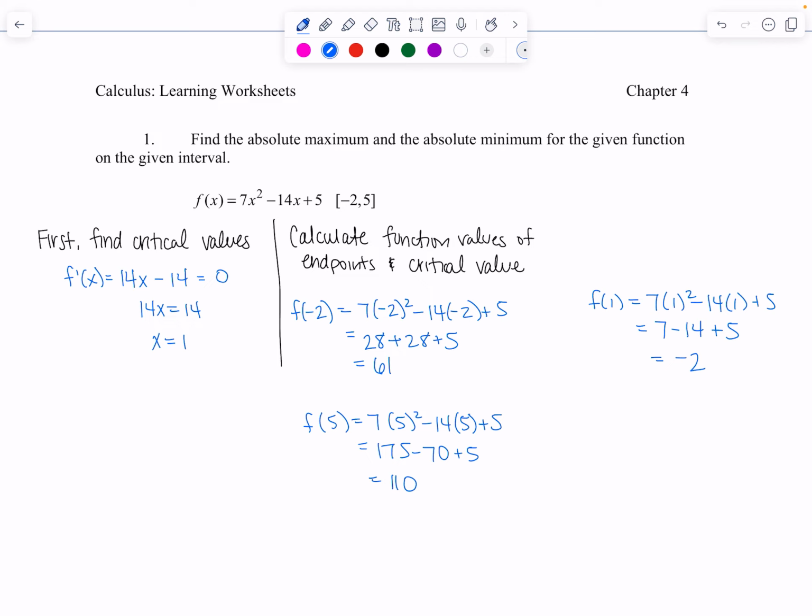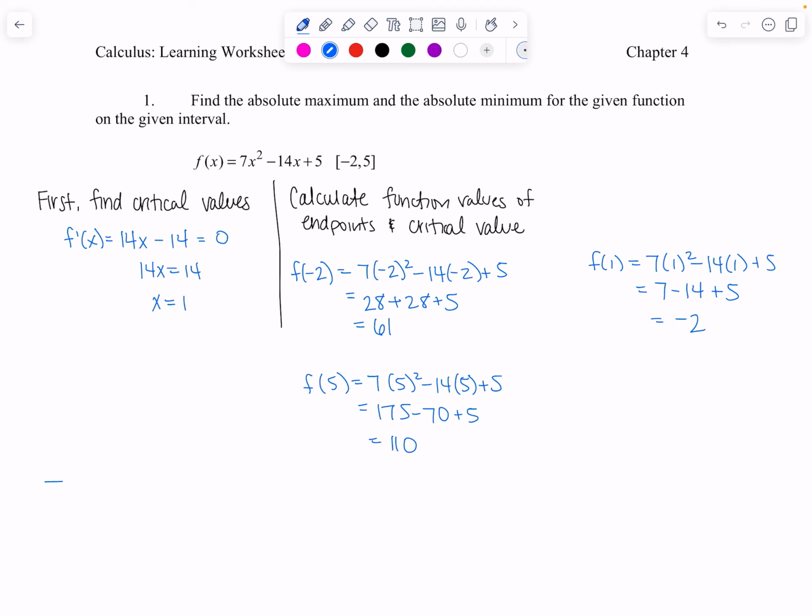Based off of this information, we can see the absolute maximum is 110, at x equals 5, and the absolute minimum is at 1, -2.